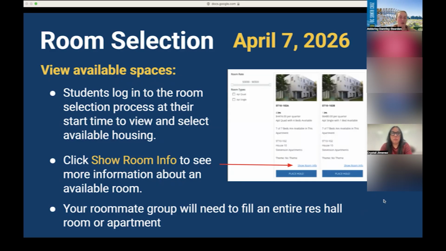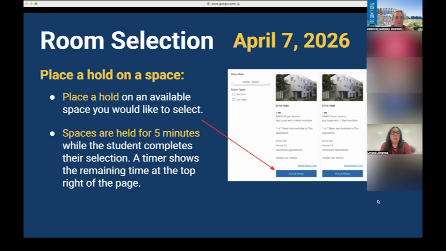And like I mentioned before, your roommate group is going to need to fill an entire res hall space or apartment space. One thing I want to mention as well is you're only going to be able to select space in one apartment. You're not going to be able to split your group members up into different apartments. Like I mentioned, you're only going to be able to fill that one whole space.